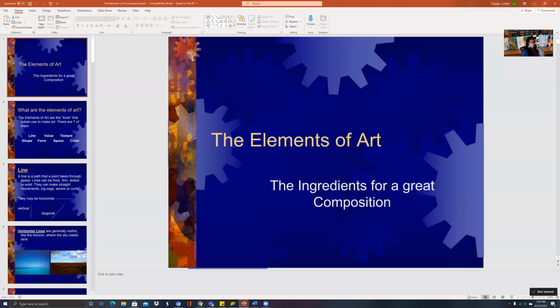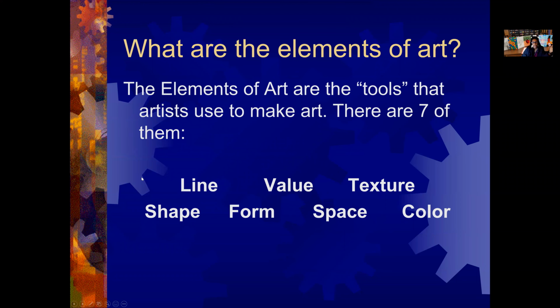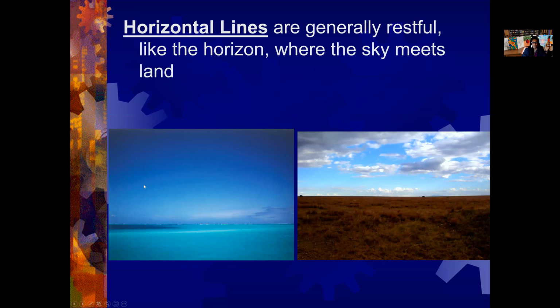Couple of things that we want to share with you guys. All right, so you know that there are 7 elements of art: line, shape, texture, form, value, and space. And line, of course, we went over that before, is the path that a point takes through space. So there are horizontal lines, vertical lines, zigzag lines. Those are some things that you can put in your notes.